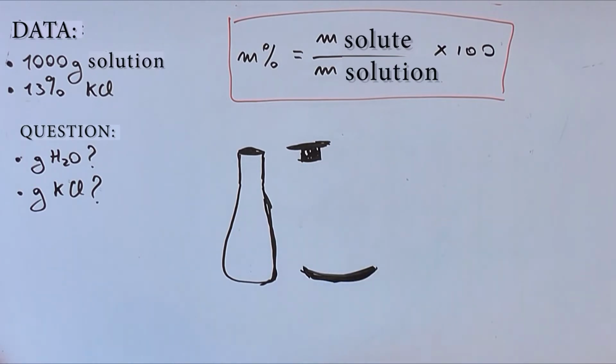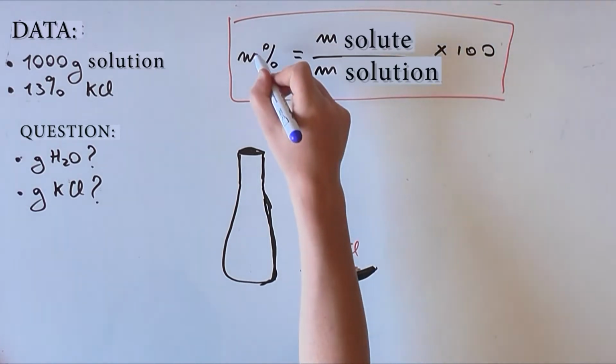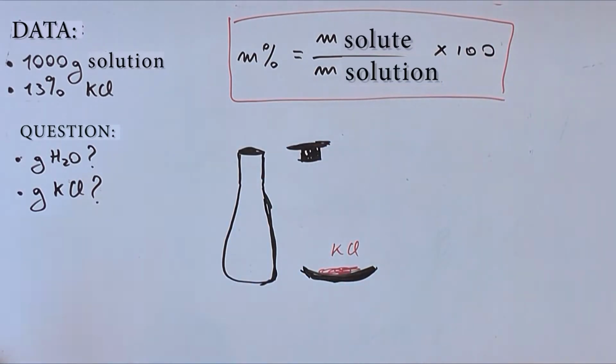I will draw it here. And so this is KCl. Now be careful, KCl is not red, but is white powder, like the kitchen salt. It's similar. How much do we need to weigh? We need to use this formula. Let's put the data we have inside.